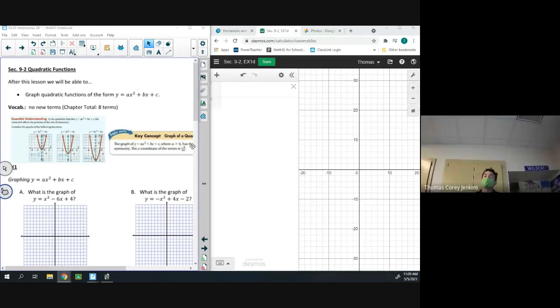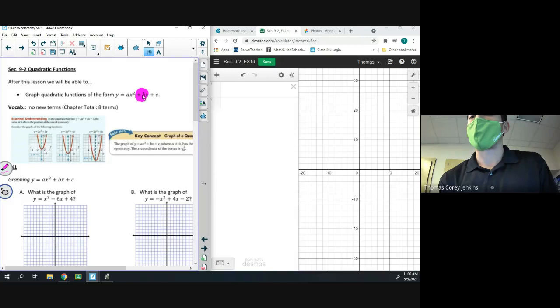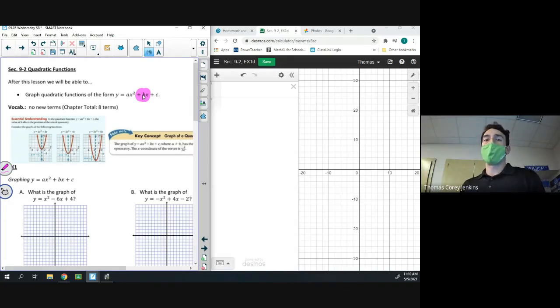All right, guys, so today we're going to start section 9.2. Your learning target is that we want to be able to graph quadratic functions in the form ax squared plus bx plus c. If you look back at your learning target for 9.1, it's very similar to that. The only new thing about today's is that middle term, the bx term. When we throw in a middle term, it kind of changes things a little bit.